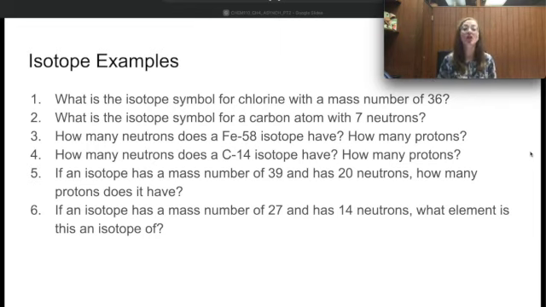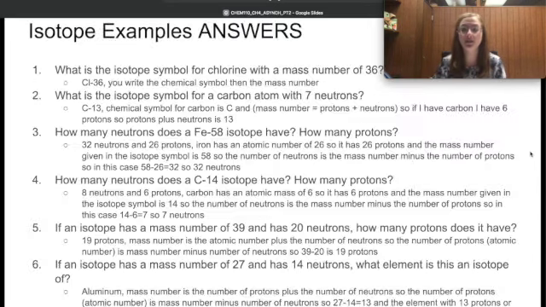So again, those are some examples of how we might work through some isotope problems, some questions I might ask about isotopes. And you can see all of the answers with those explanations on the next slide as well.